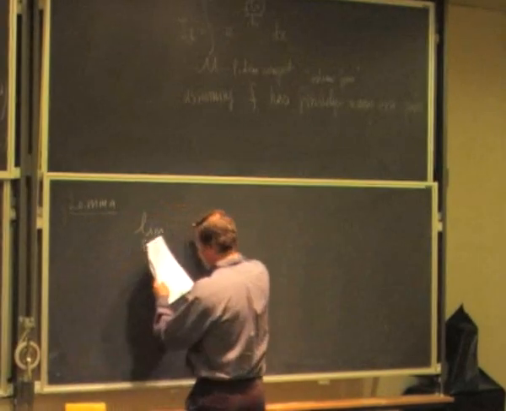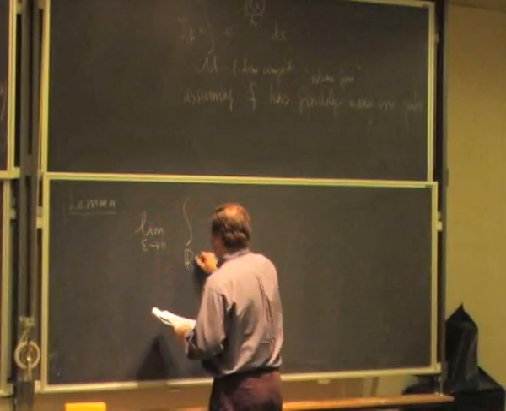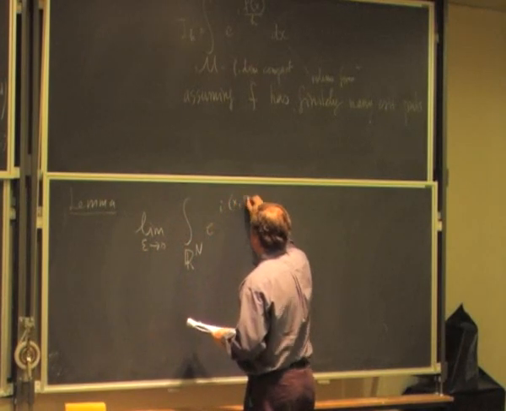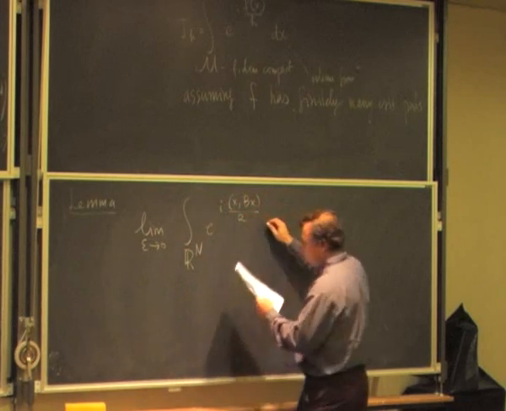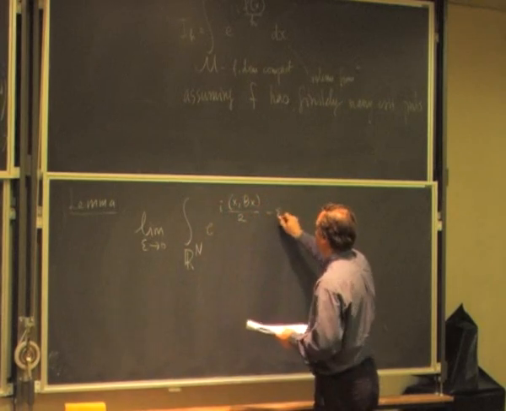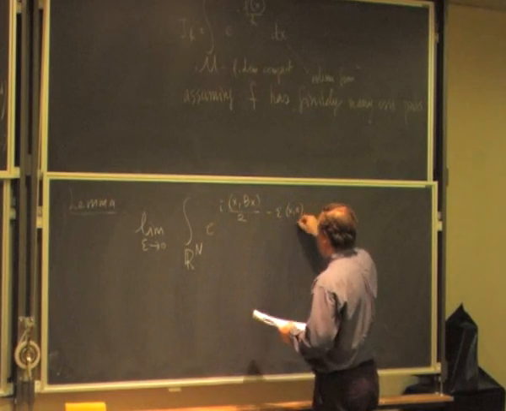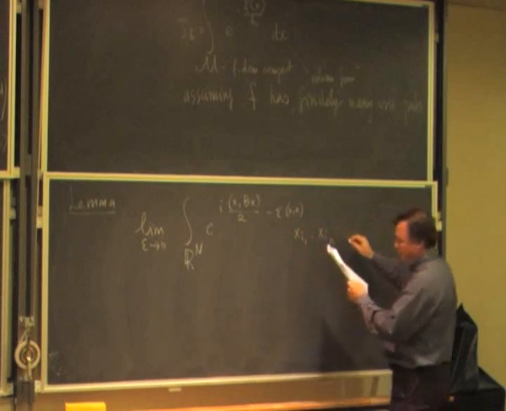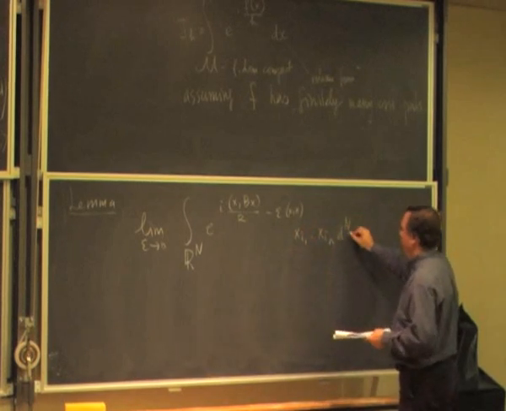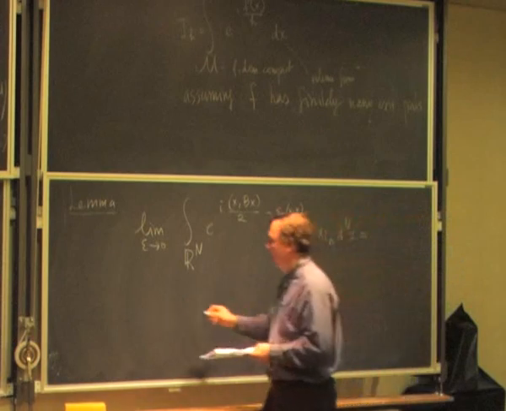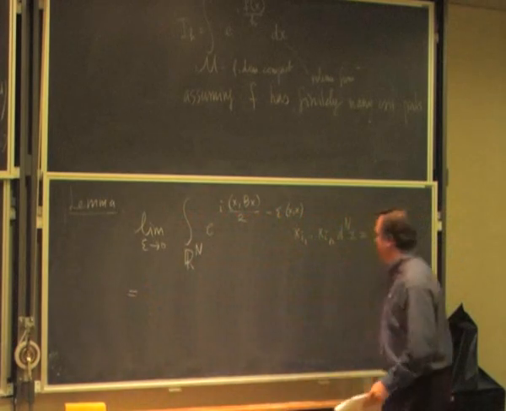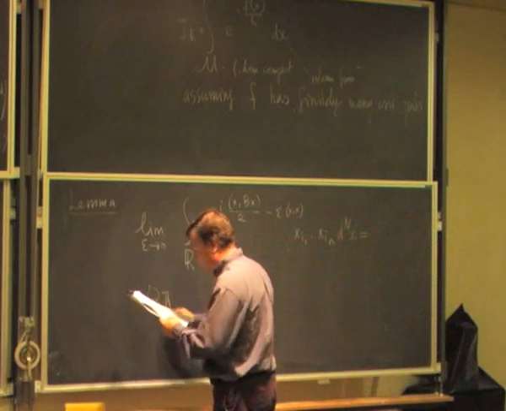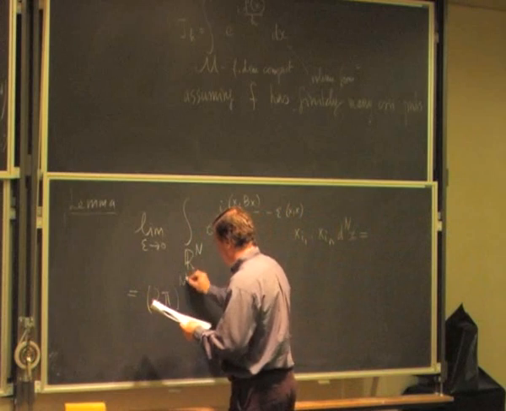As epsilon goes to 0, the integral over R^n of e to the i x·Bx over 2 minus epsilon x·x, d^n x. So this limit is equal to the following expression. This integral can be computed explicitly.